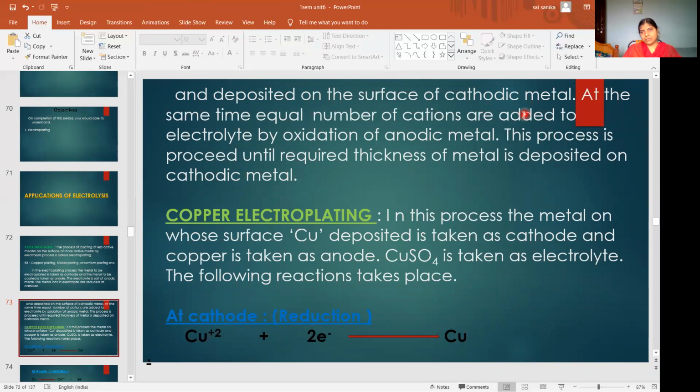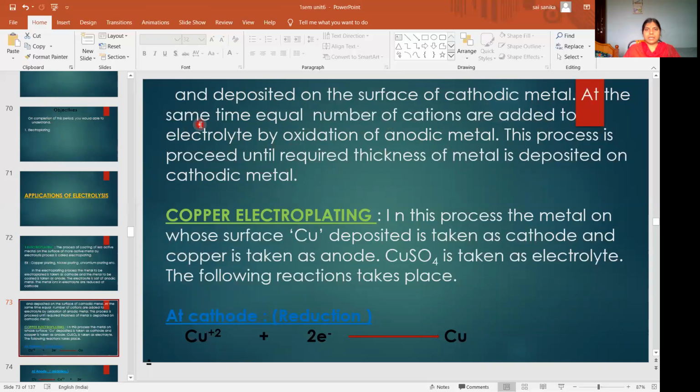They are deposited on the surface of the cathodic metal. After going to the cathodic metal, they undergo reduction, and after undergoing reduction, they deposit on the surface of the cathodic metal. At the same time, an equal number of cations are added to the electrolyte by oxidation of the anodic metal.